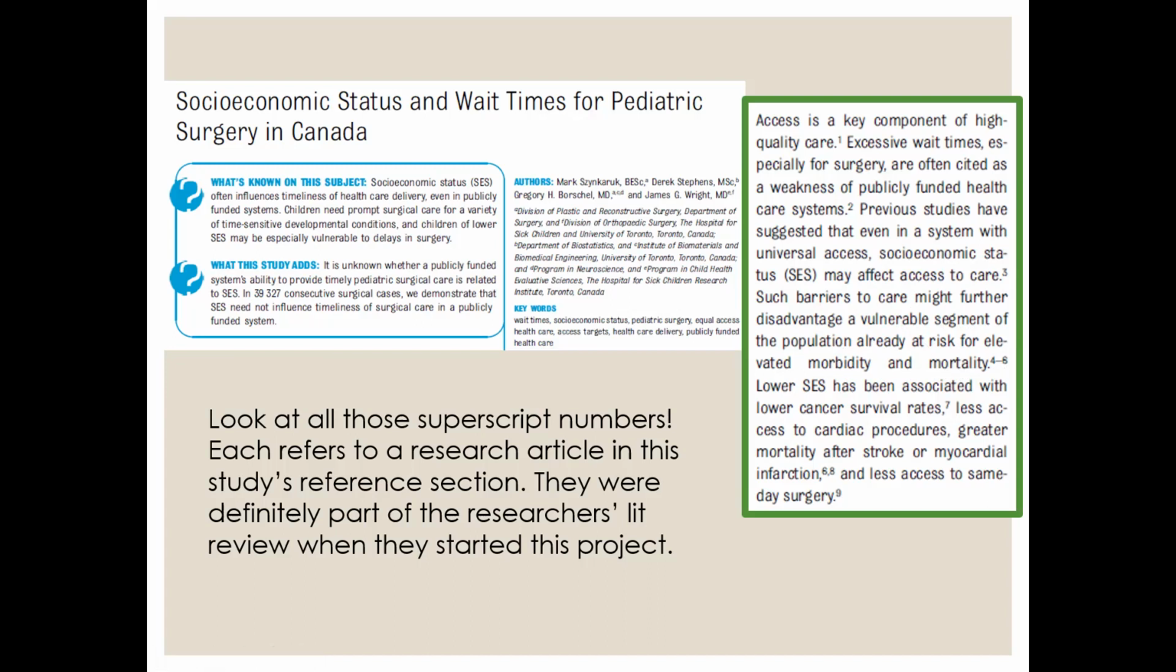And we know that, right? We always use words like marginalized, susceptible, vulnerable. Think about what we mean when we say that. But what are the factors, or what are the barriers, that are putting some groups at even extensive risk? Intersectional or combined risk for negative health outcomes, either more sickness and or death. Lower SES has been associated with lower cancer survival rates, they're citing. Access to cardiac procedures, greater mortality after stroke or MI, and access to same-day surgery.